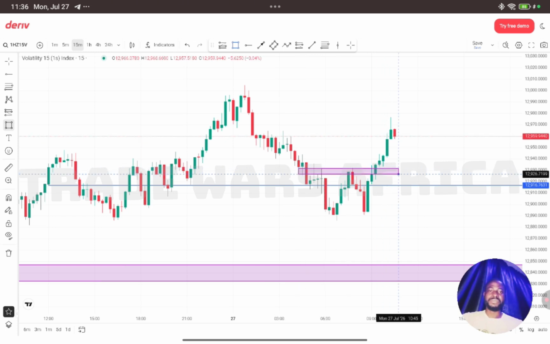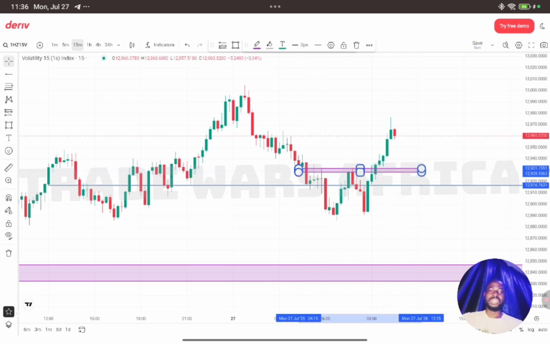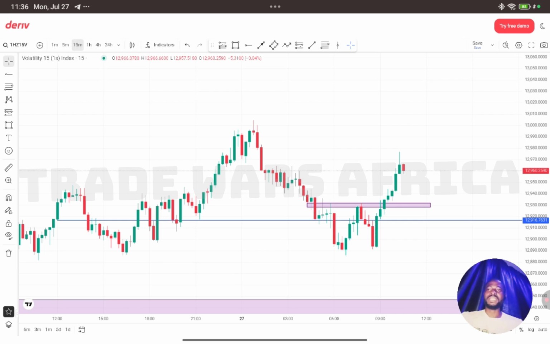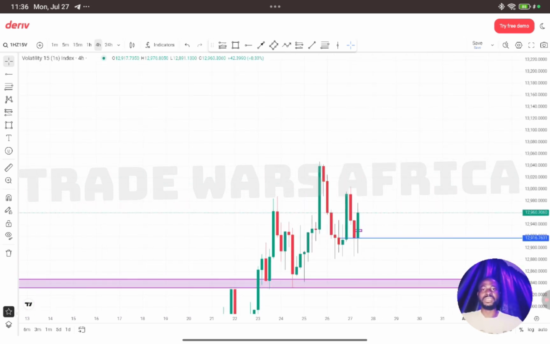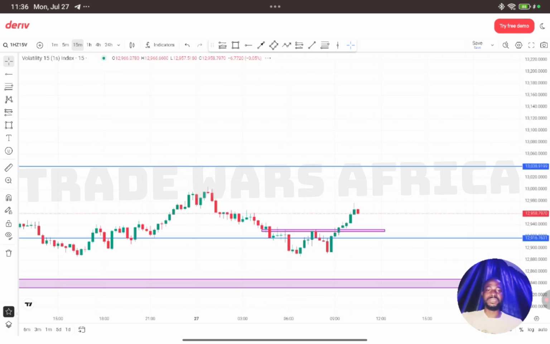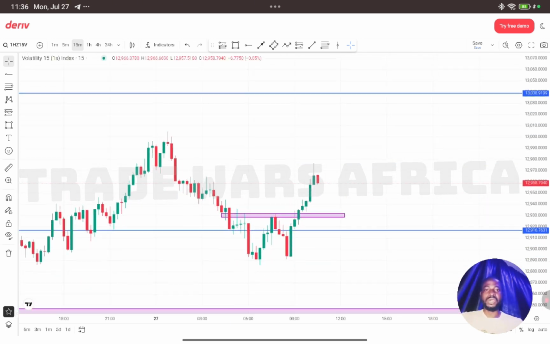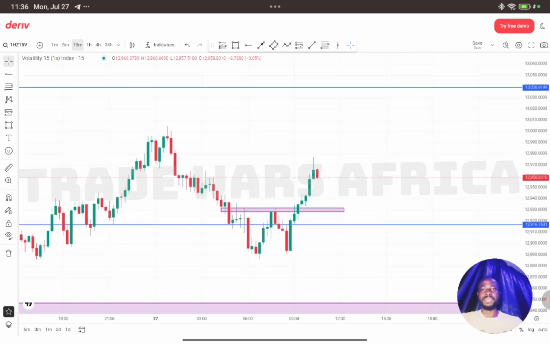So what I'm waiting for presently now is a retest of this neckline. Then our TP obviously is going to be here for now, right? So let's go back to our 15 minutes. This is how I'm looking out for this market to be, somehow like this.